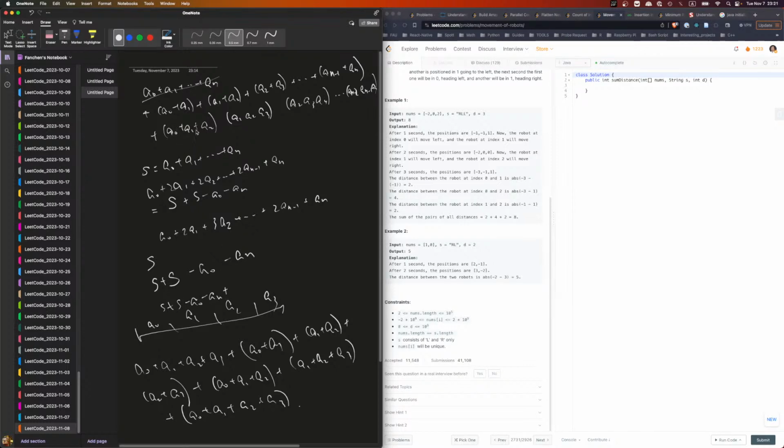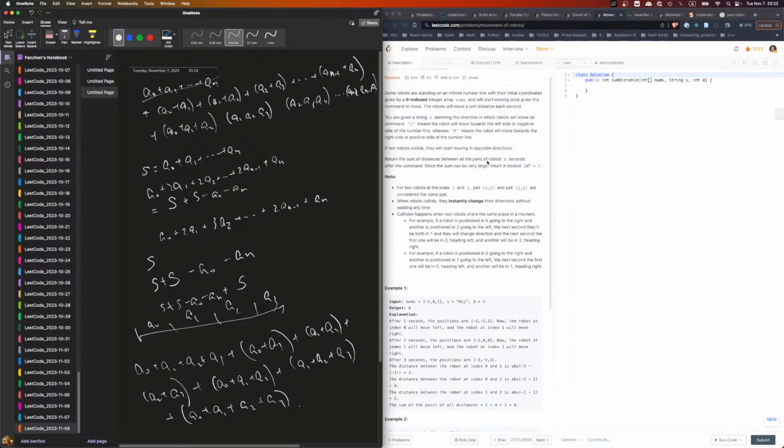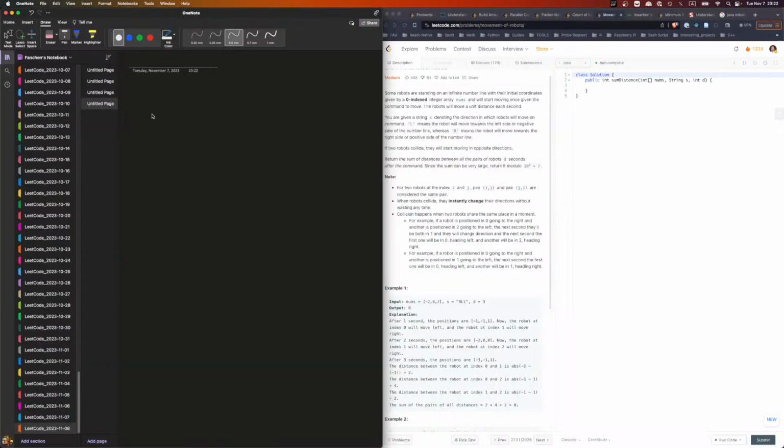You're going to plus another S, but you're going to need to minus A1, A0. Now this, you're going to lose track. How do we efficiently find out the distance among everybody? All pairs of robots. All pairs.